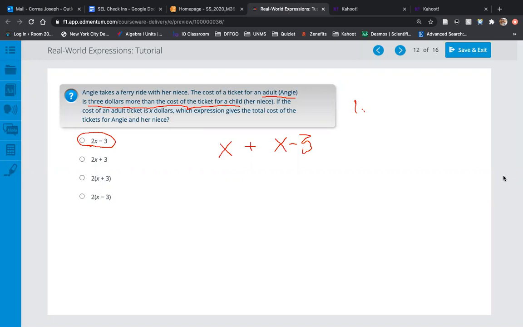Because in this case here, x could represent two things. It could represent the cost of the adult ticket, or it could represent the cost of the niece's ticket. That's going to give you two different expressions.